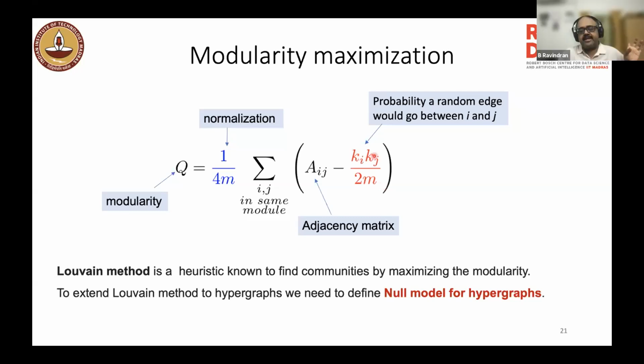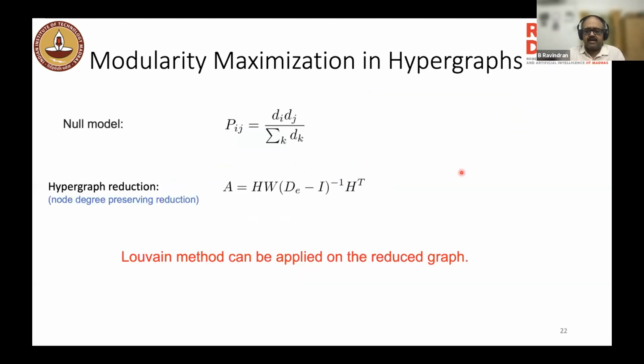That's why the Ki, Kj appear here. So you preserve the degree of the nodes i and j in the original graph, but then you're otherwise distributing the edges randomly between the nodes. Okay, so we wanted to do the same thing for hypergraphs.